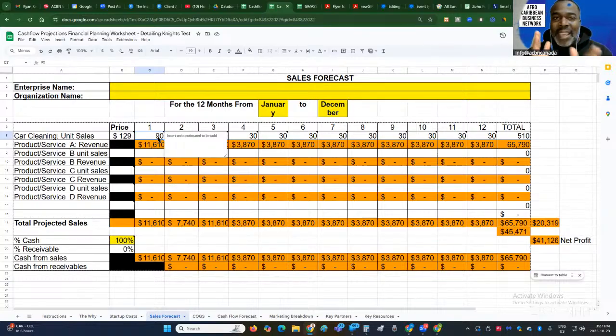So we said, hey, we are cleaning 30 cars. What does it look like if we clean 90 cars? And then the third one was increasing the price. So looking at what price actually would allow us to be profitable even if we sold the same amount of vehicles, same amount of services for the month.